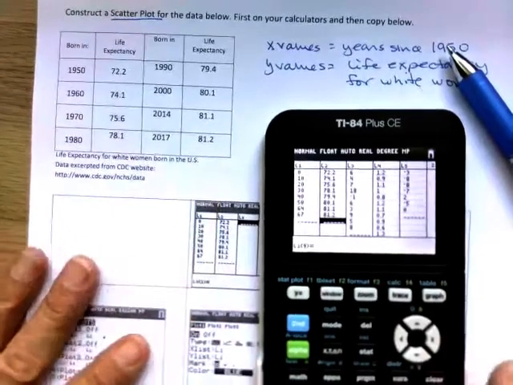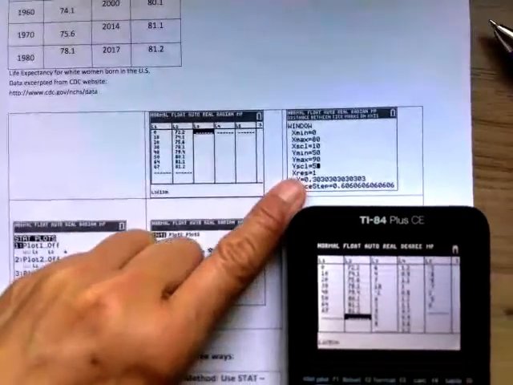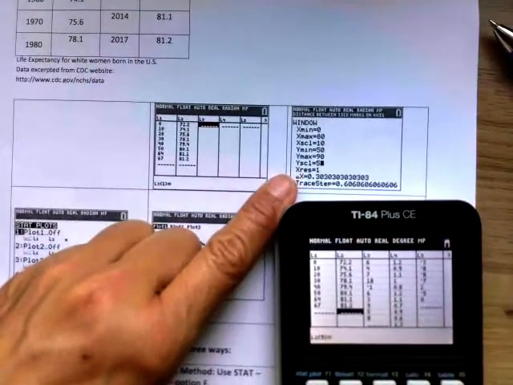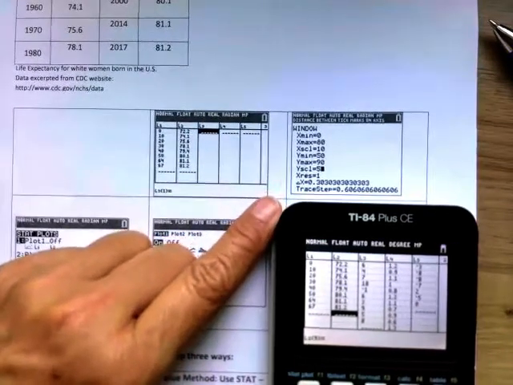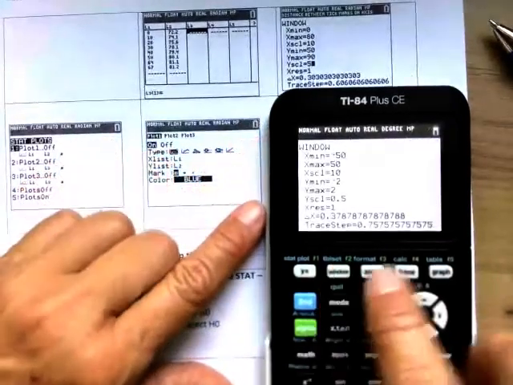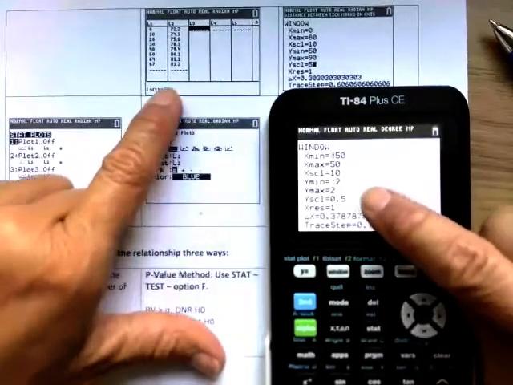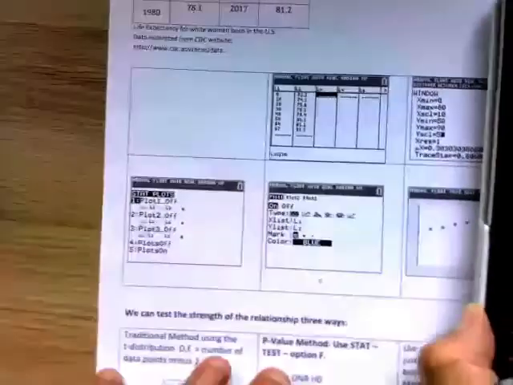Okay, so that's the first screen you see. The next screen that you see, you want to set your window so that you can actually see all of this data. The window is up here, it's the second button in.